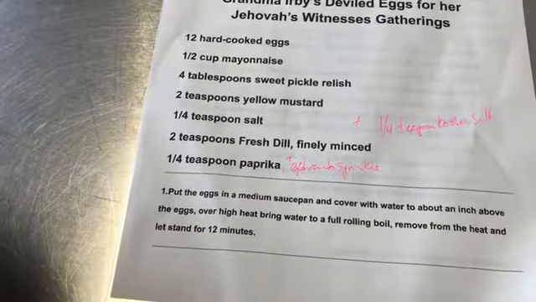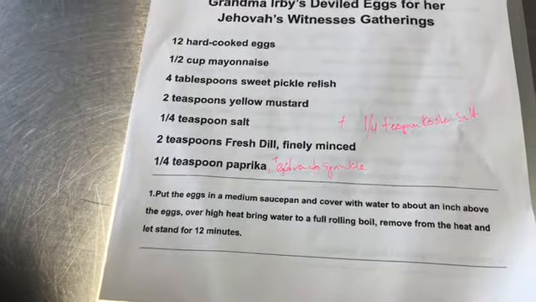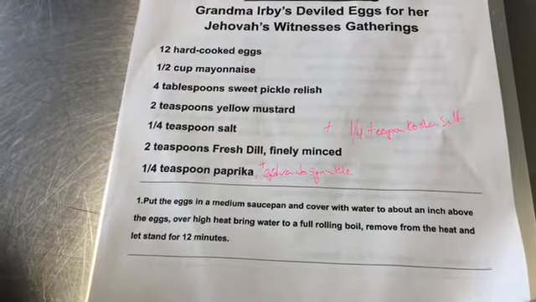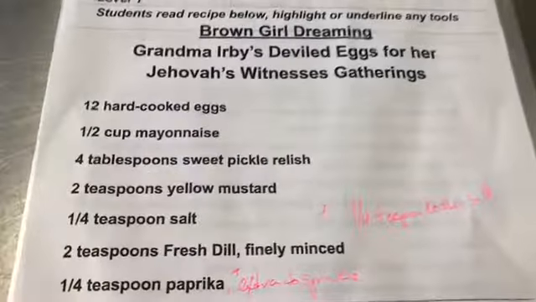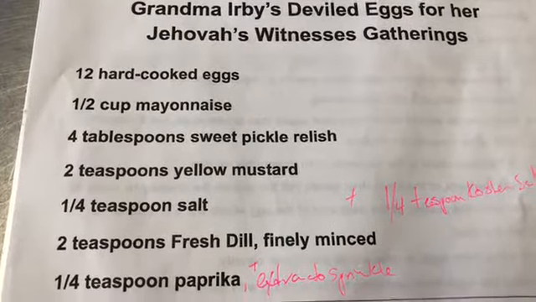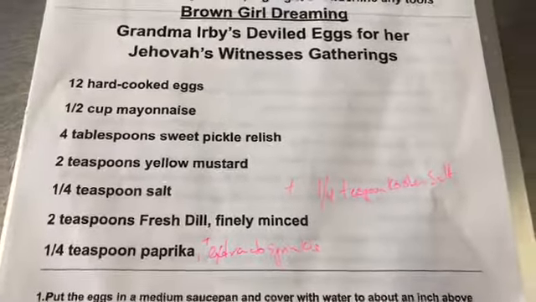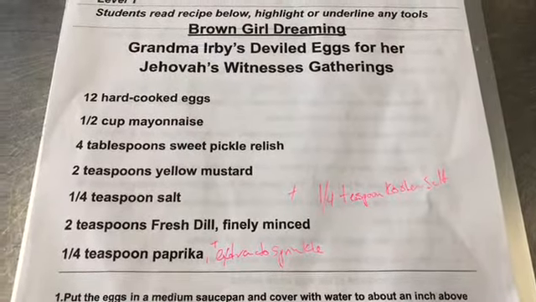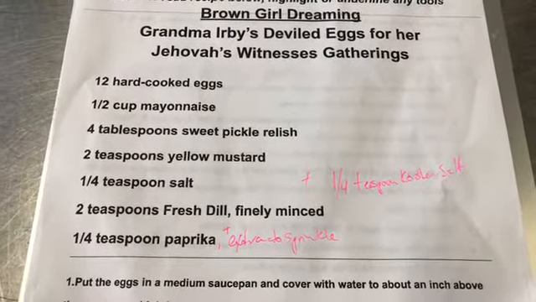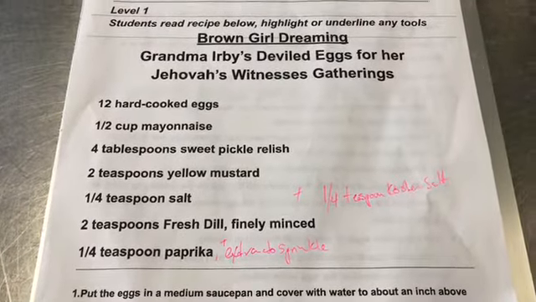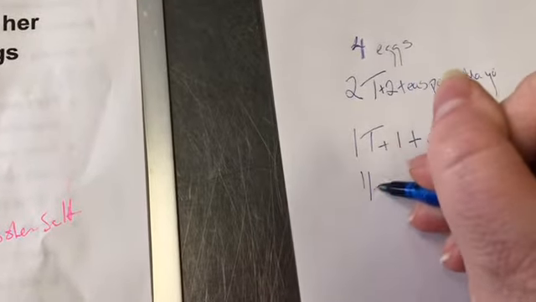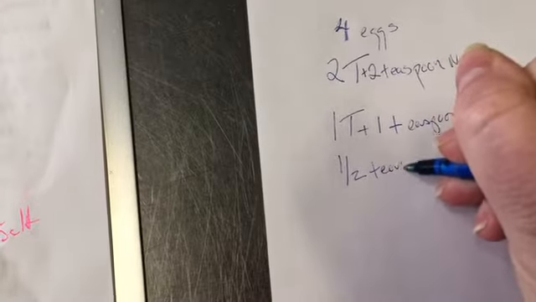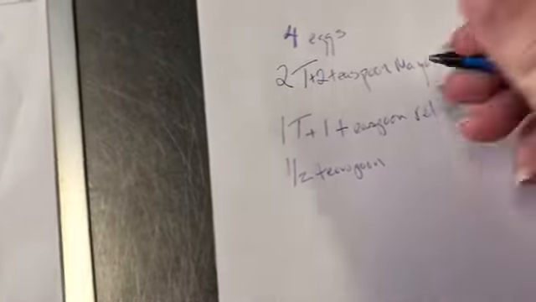2 teaspoons of yellow mustard divided by 3 equals 0.66 or 2/3 of a teaspoon. So 2/3 of a teaspoon is kind of hard to figure out. We only have a 1/2 and a 1/4 teaspoon measure, so I'm just gonna put down a heaping 1/2 teaspoon of yellow mustard. Heaping, remember, means a little bit more.